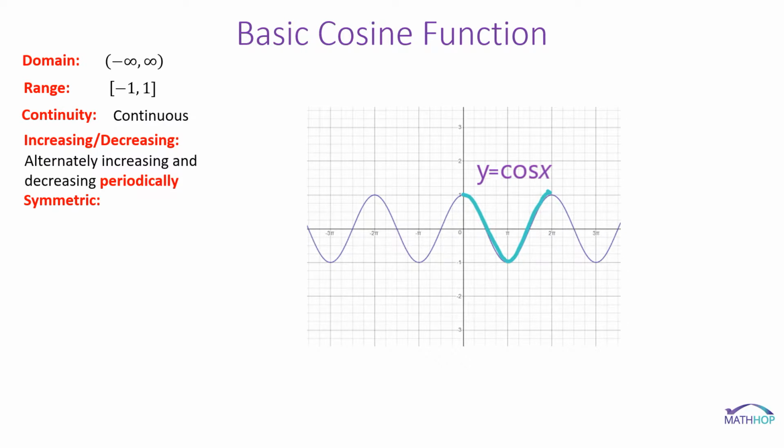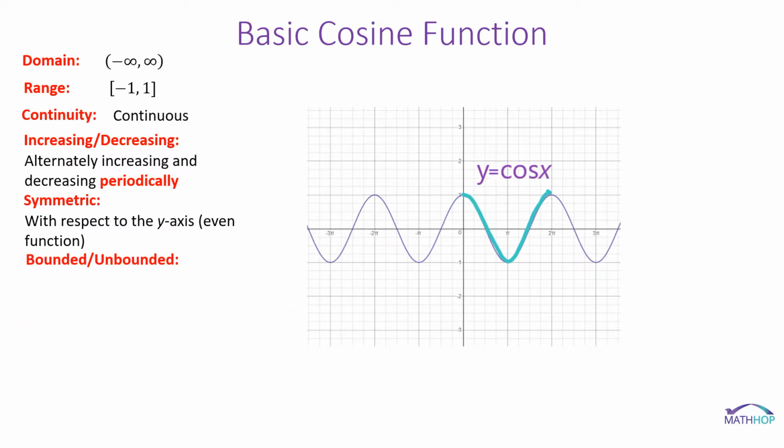Now, it doesn't have point symmetry, but if we were to fold this graph over on this vertical axis here, it would match up. It is symmetric with the y-axis, making it an even function, if you remember back to algebra when we learned even and odd functions. So again, it's not an odd function. It doesn't have point symmetry with the origin, but it is symmetric with the y-axis. It can fold over on itself, making it an even function.